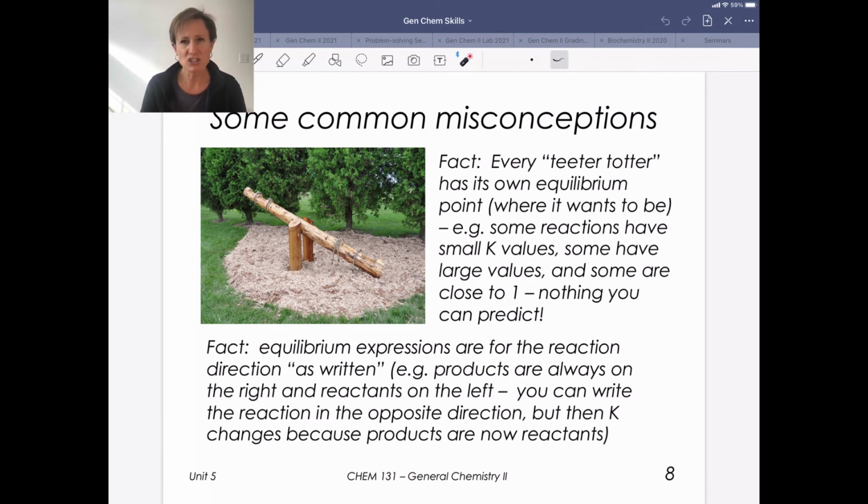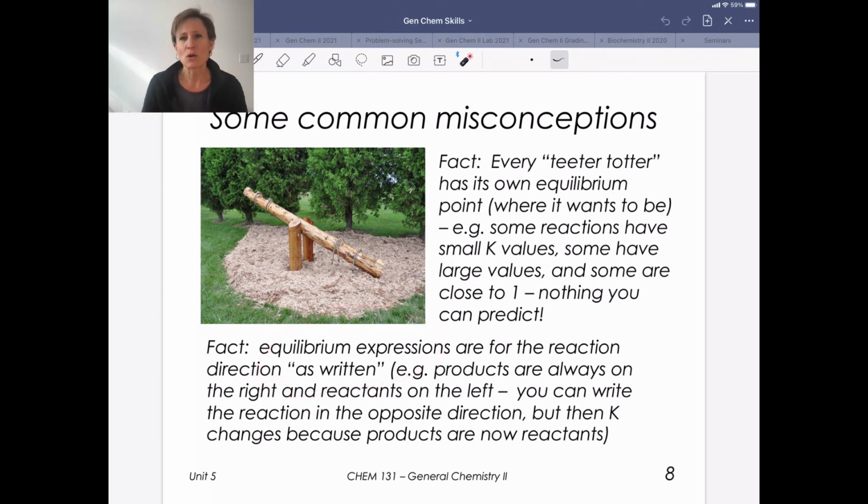Every chemical reaction has its own equilibrium constant. For some reactions, it might be here. For some reactions, it might be here. And for some, it might be here. But an equilibrium constant of 1 does not necessarily represent where every reaction wants to get to, an equal amount of reactants and products. It's unique to each reaction. Nothing you can necessarily predict, but it's important to understand that those are distinct.